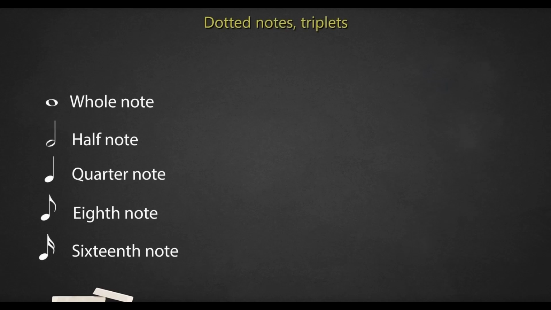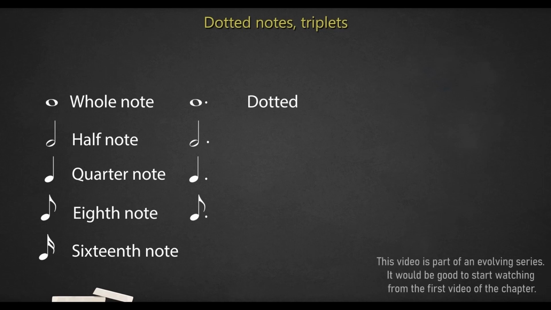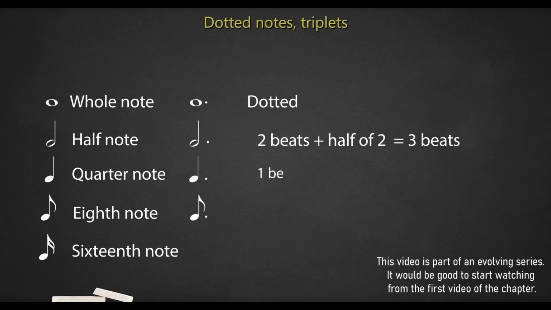There are 2 more categories of note duration. The first is the dotted note, a dot that can be on the right of every duration we've learned and adds half of the note's value. For example, a dotted half note is 2 beats and the half of 2, that's 3 beats. The quarter dotted is 1 beat and the half of 1, so 1.5 beats.